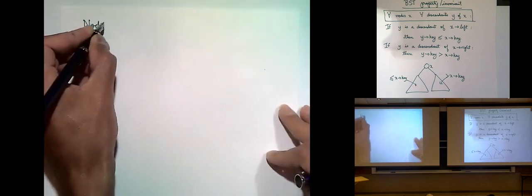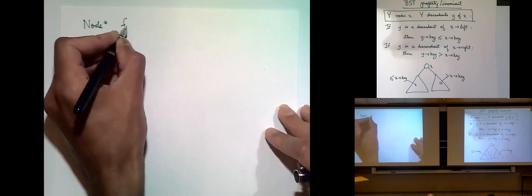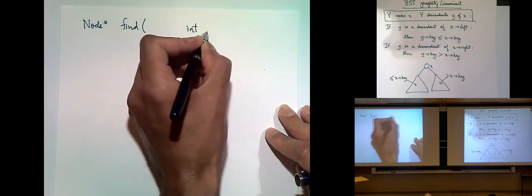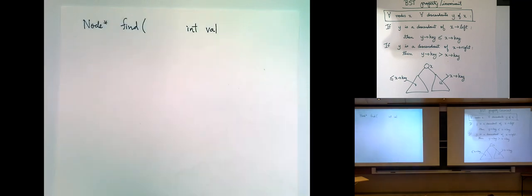And the easiest way to write code for a binary search tree is to make it recursive. It's just a lot easier, and you'll see why. So let me write code to find. This is going to be of type node star, so it's going to return a node, where I'm searching for an int that I call val. So I'm looking for a node whose key is val, so I'm always doing the comparisons with the key.